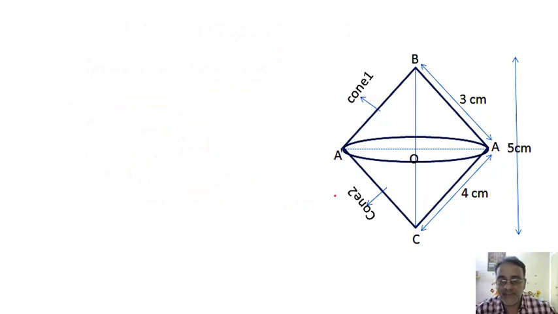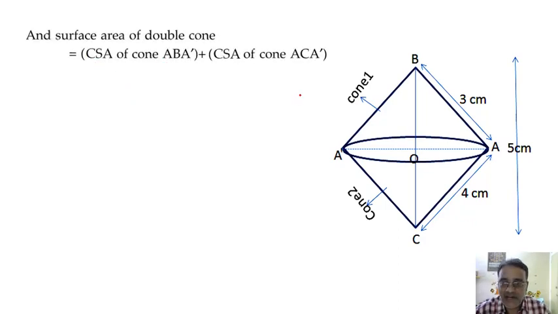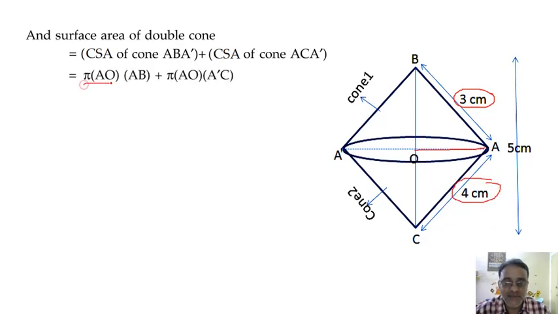Total surface area. This surface will not come because this will be the internal one. Only the curved surface area of the upper cone and the curved surface area of the lower cone. What is the formula of curved surface area of a cone? Pi r l. So CSA of the upper cone is pi r, r is OA, l is 3, that is AB. And CSA of the lower cone is pi r, r is OA, and the slant height is 4.